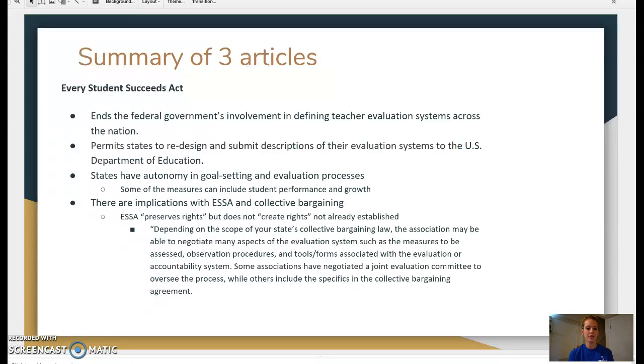Much of the article focused on the idea of collective bargaining, so I pulled out one piece of evidence to support the general idea about what ESSA does with collective bargaining, and it says that depending on the scope of the state's collective bargaining law, the association at hand may be able to negotiate aspects of the evaluation system, such as the measures to be assessed, observation procedures, and tools or forms associated with the evaluation or accountability system for teachers. Some associations have negotiated a joint evaluation committee to oversee the process, while others include the specifics in the collective bargaining agreement.